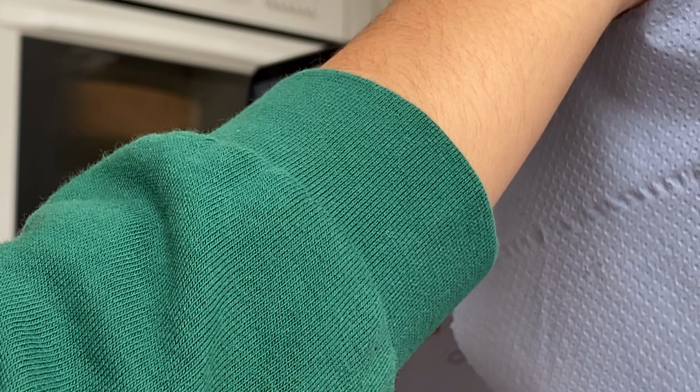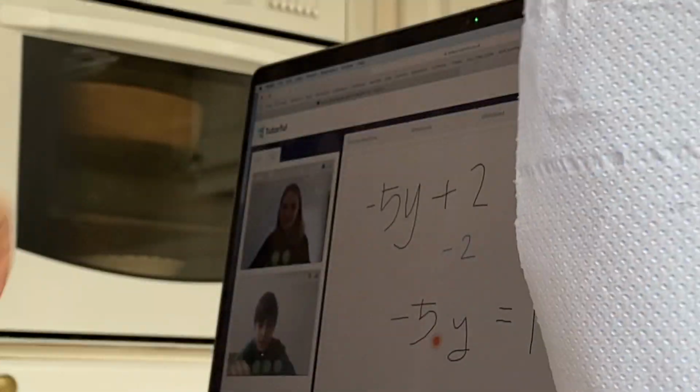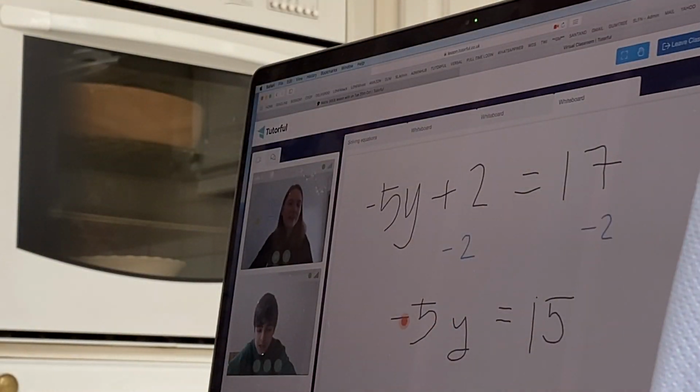What operation? Times. Yeah, so -5 times y. So we always have this invisible multiplication. So if we want to get y on its own, how can we get rid of this -5 part? We're multiplying at the moment, so we can't subtract it. How do we reverse multiplication? Divide.